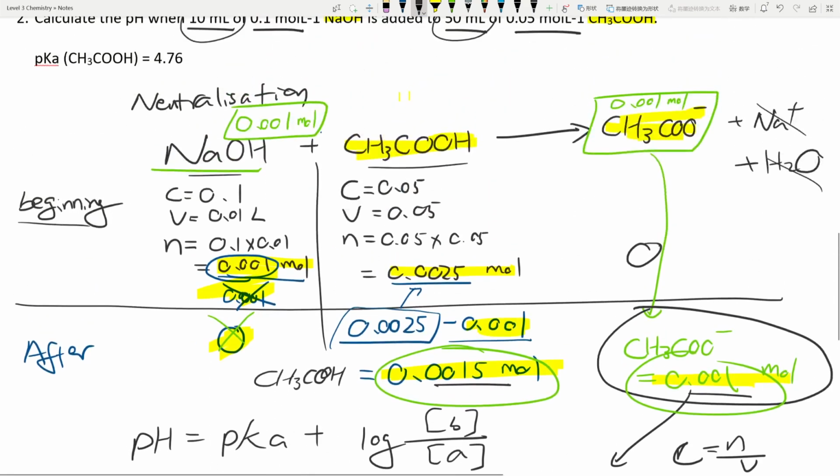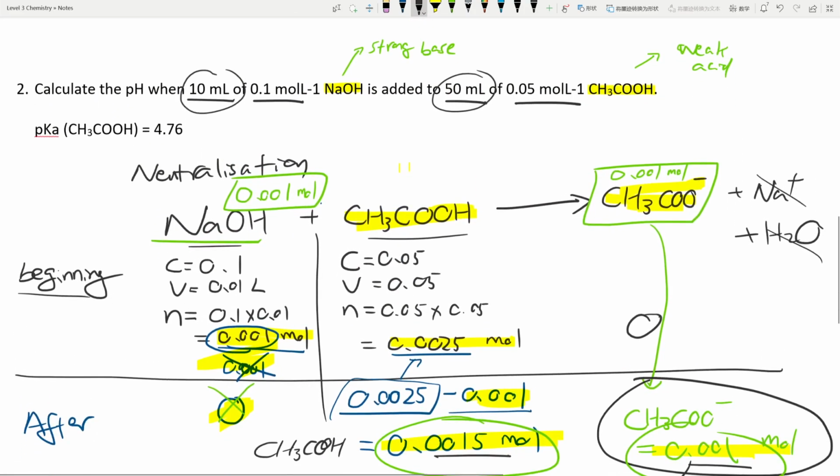All right, and you may ask, what about the dilution? You talked about dilution. I've got 10 mils here, I've got 15 mils here. What do I do? Do I not need to worry about the dilution?